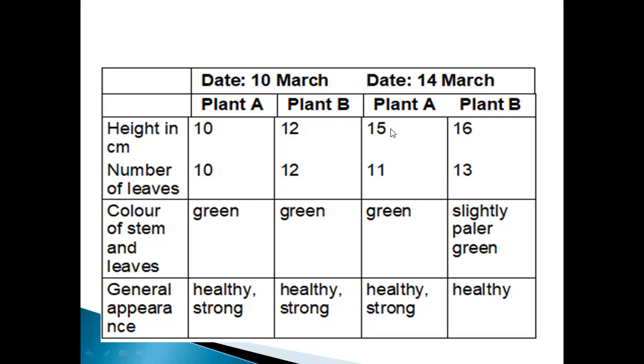After 4 days, 14 March. You can see the height in centimeters: plant A 15 and plant B 16. Number of leaves, plant A 11 and plant B 13. Plant A green and plant B slightly paler green, also green but changing a little bit. Appearance: plant A healthy, strong, and plant B now only healthy.